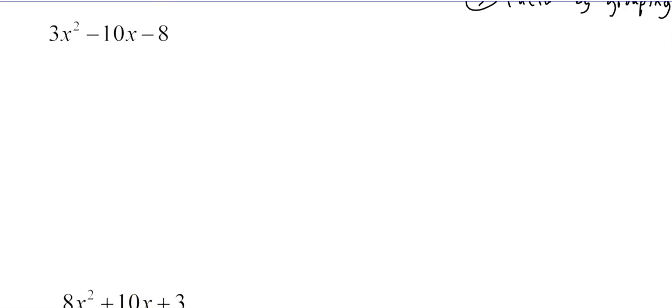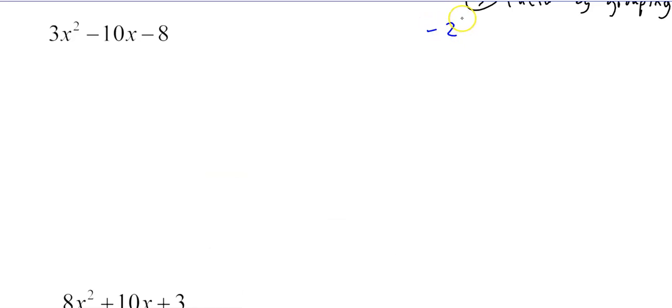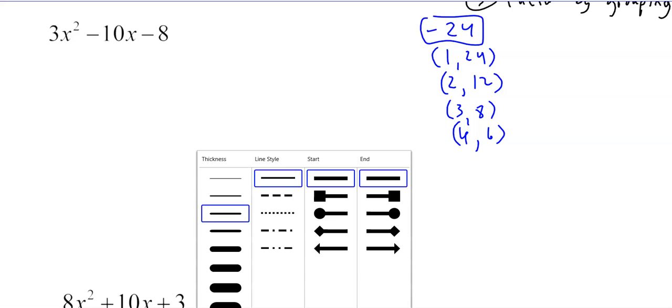So let's try this one. Let's go do the whole 9 yards and just make sure we know how to do this. So a times c would be negative 24. Factors of that would be 1 and 24. I'd like to be systematic. 2 and 12. 3 does go in there. 3 and 8. 4 goes in there. 4 and 6. 5 doesn't go in there. 6 I've already done. So I know I have the ones I need.